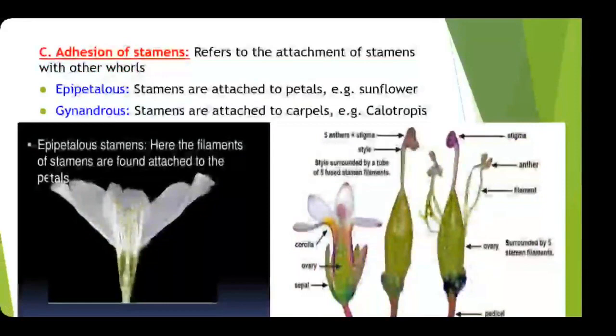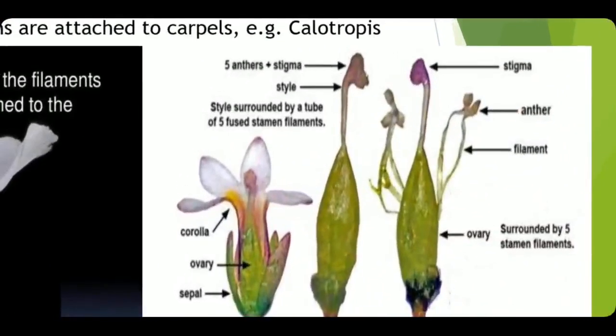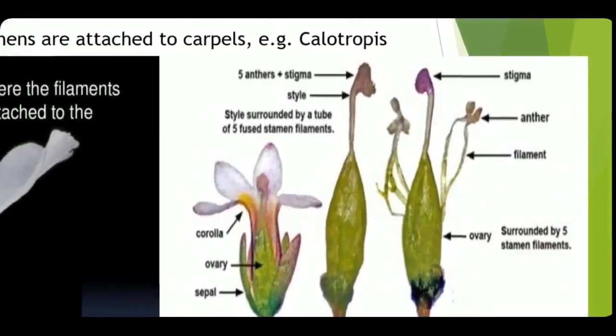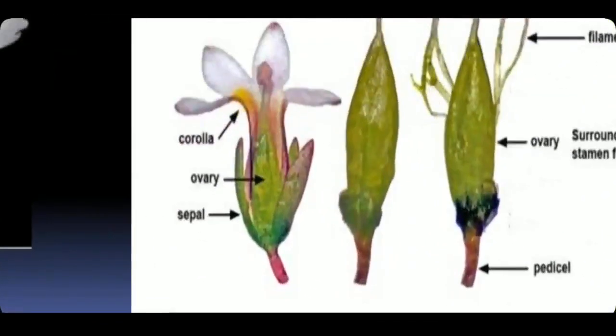Then gynandrous. Gynandrous means attachment of stamens or androecium with gynoecium. Gynandrous is with gynoecium, and androus is about androecium. So a combination of gynoecium and androecium is called gynandrous. Here you can see that this green structure is sepal, and inside there is another structure, the ovary, which is also green in color.